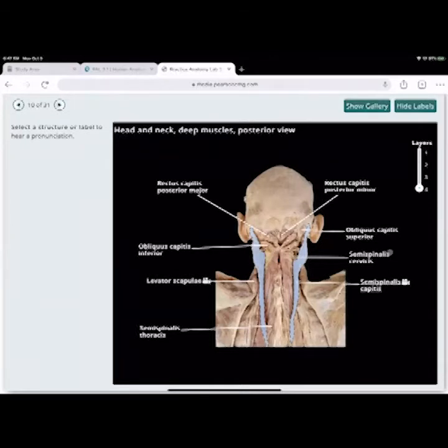Cervicis runs in between those. And the obliquus capitis superior runs on top, and the rectus capitis posterior minor runs on top. So the rectus capitis posterior minor runs most superiorly, and the rectus capitis posterior major runs below that, inferior to it. So the minor is superior to the major muscle for the rectus capitis posterior.